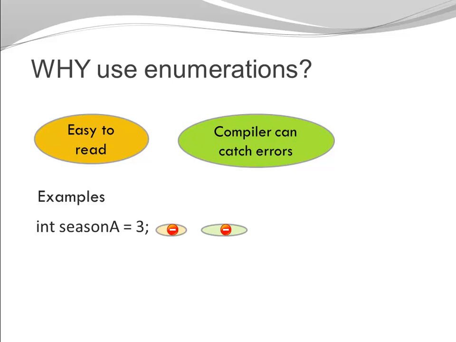Also, if I make a typo and I press my 3 twice, I would say seasonA is 33. The compiler would not be able to help me out. It would just accept 33 as a perfectly legitimate integer value.